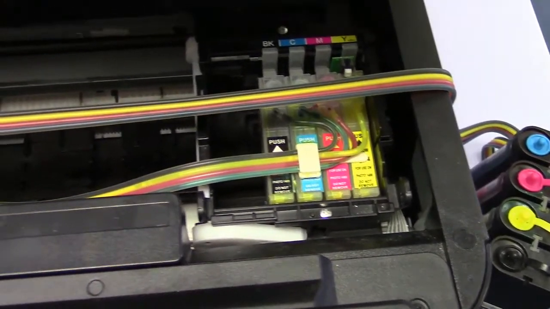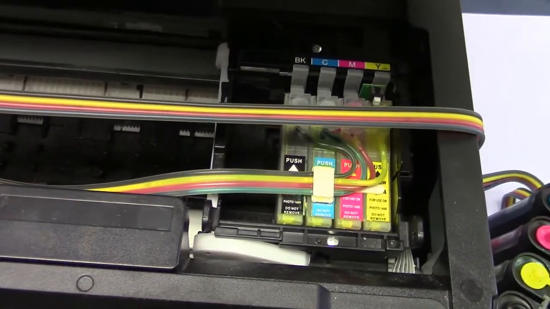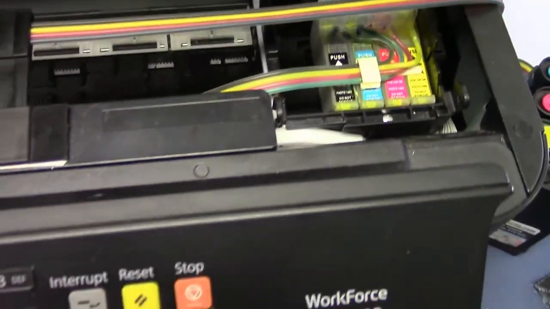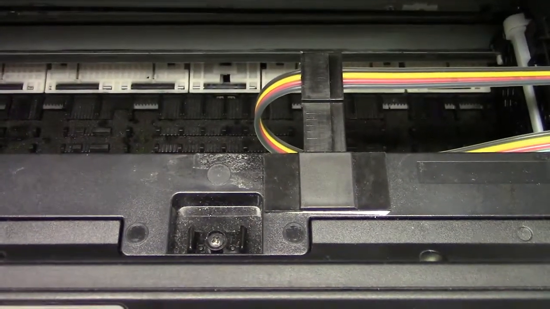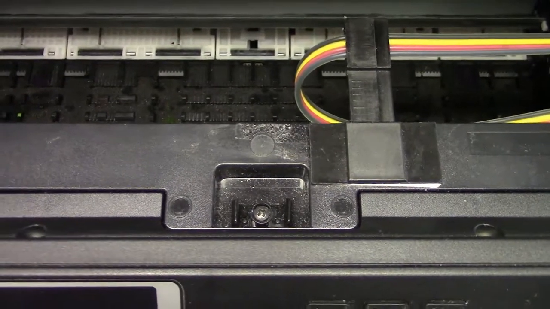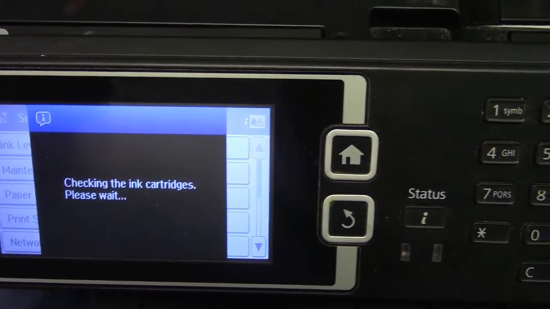Now it is not going to change that ink level because it was on the exclamation. And sometimes the orange light here will flash. And people think, oh, I've got to do something. You don't do nothing. I'm going to put this back in. It's going to go check. Let it go check.